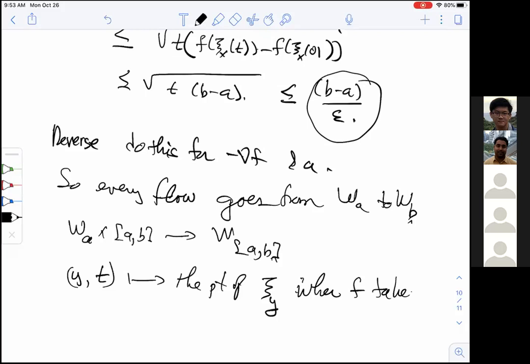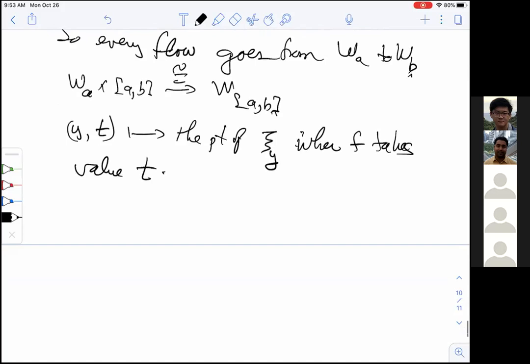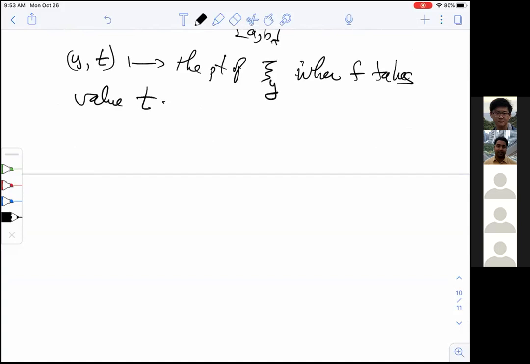And the standard argument, which we did in finite dimensions, shows that this is a diffeomorphism. It's clearly one-to-one, it's clearly onto, it's clearly a smooth map, and you do a local computation of the differential to see it's a local diffeomorphism. Okay. So that's the case of no critical points.